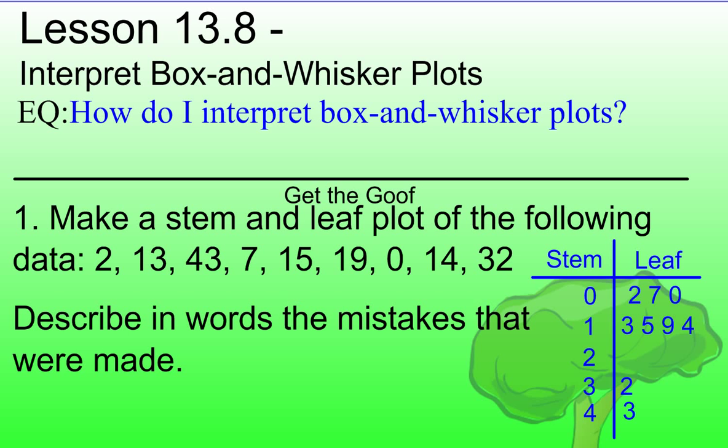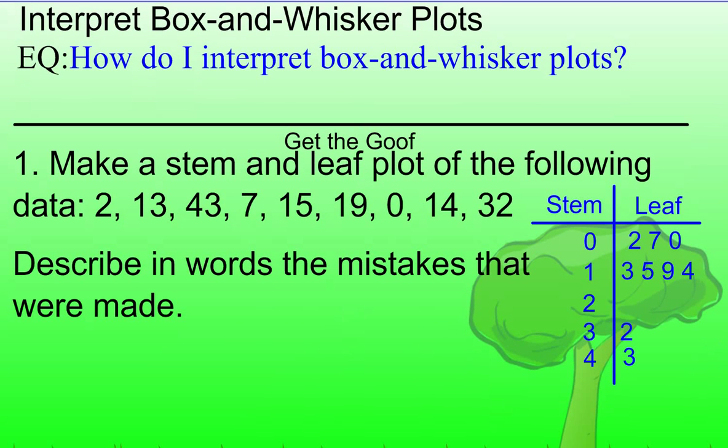Okay, so let's see what mistakes were made. Well, just looking at it, I'm looking for common mistakes that I see. I don't see any off the top of my head just yet. Let's see. They have the stem of 0, the largest stem of 4. They have everything in between. So far, so good.